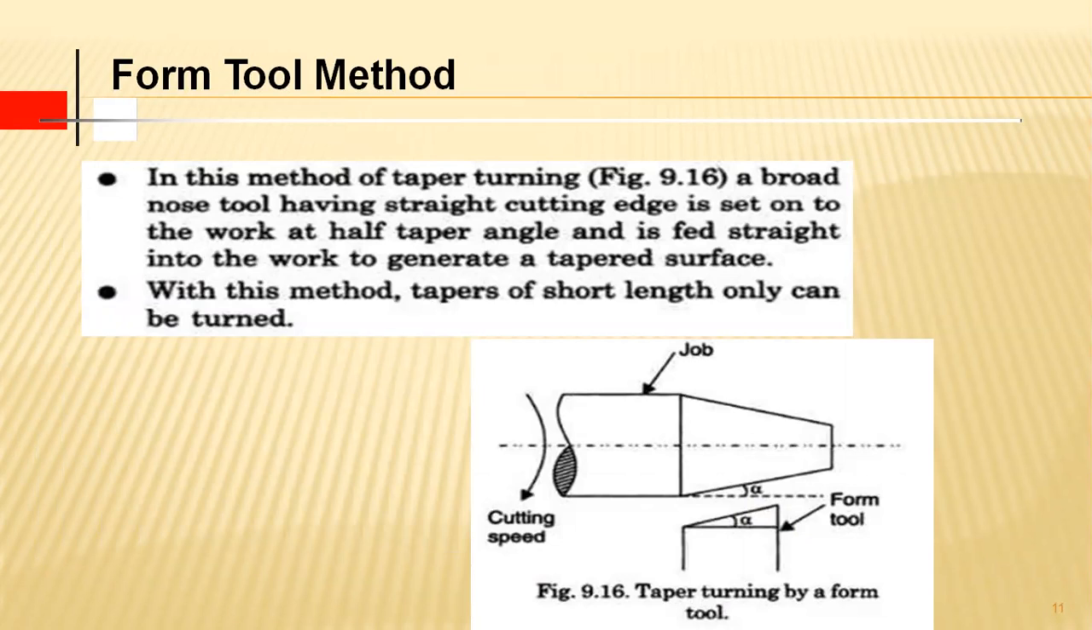Secondly, the form tool method. In this method, taper turning is done with a broad nose having a straight cut edge that is set at the half taper angle. The nose of the tool itself is set to a half taper angle equal to the angle that we require in the machining process. Simple.